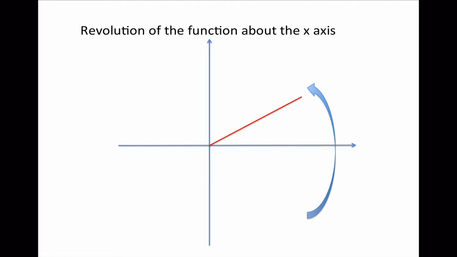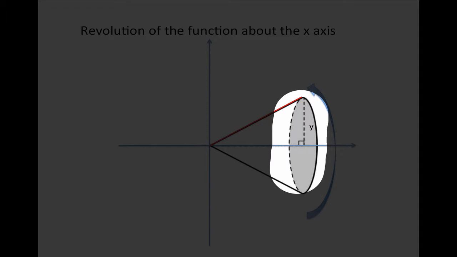Let's start by looking at the volume that's created if we revolve a function about the x-axis first of all, and then we'll look at doing the same thing around the y-axis. Here's our function, that little red line, some linear function, y equals 2x, or some linear function of x, and we're going to revolve that around the x-axis as the arrow shows, and you can probably tell fairly quickly what sort of shape that will make. We'll get a nice cone, and the cone at its base will have a radius of y.